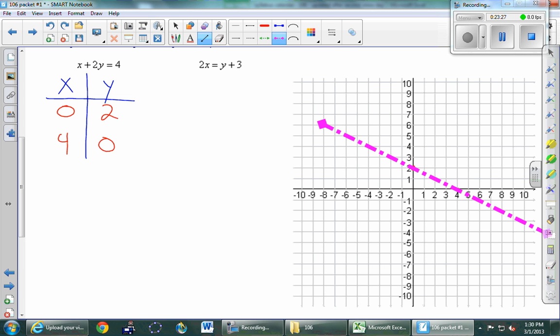Okay, so we've got our first line drawn. Everybody good? Okay, next thing to do is to find 2 points that are on the other line. This one is not as nice. This one, to be honest, I probably would solve for y. It's pretty easy to solve for y. So if I subtract 3 from both sides, I get that.